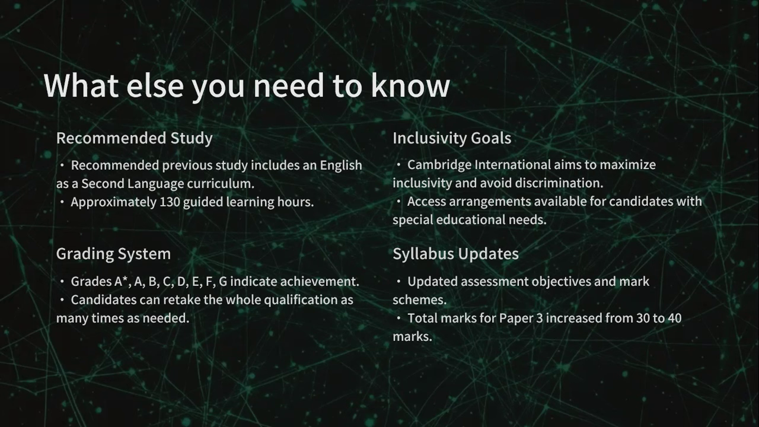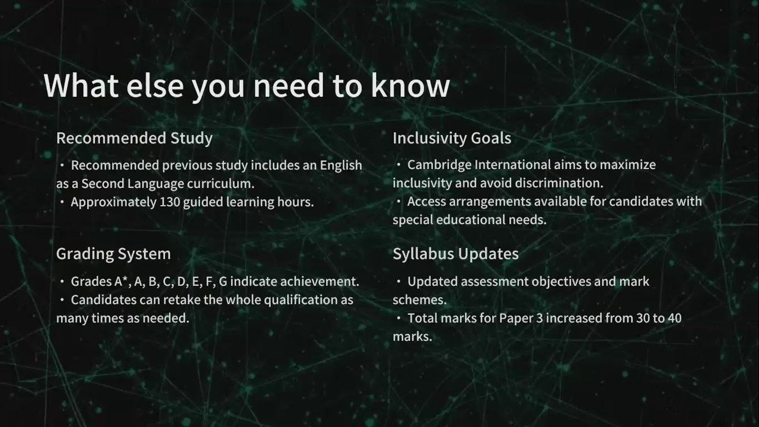The grading system for this syllabus is that your grades start from A star, then A, B, C, D, E, F, and G. It indicates achievement. The highest achieving grades are A star, A, B, and C. If any candidate has received grade E or F and is not satisfied with their results, they can retake the whole qualification as many times as needed.